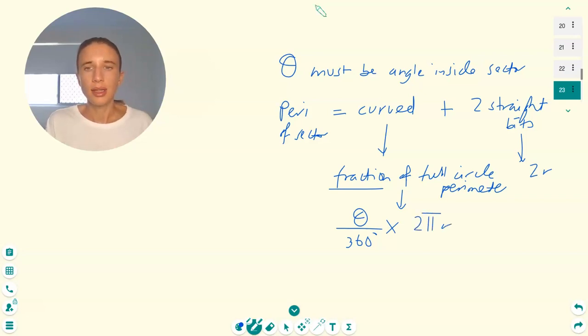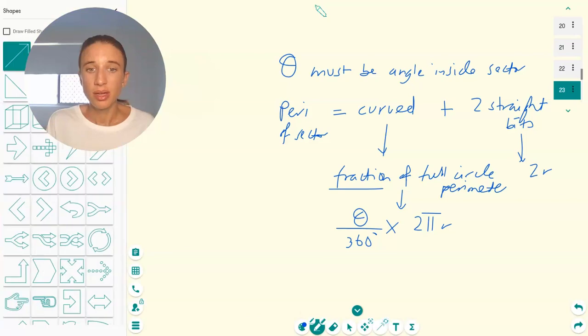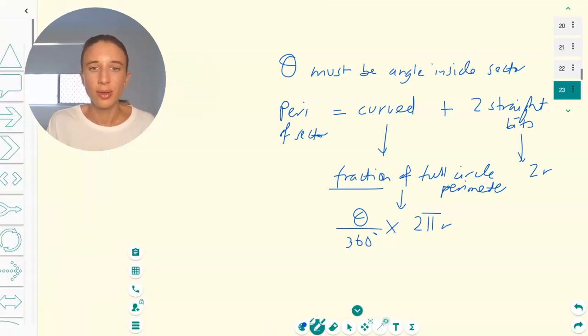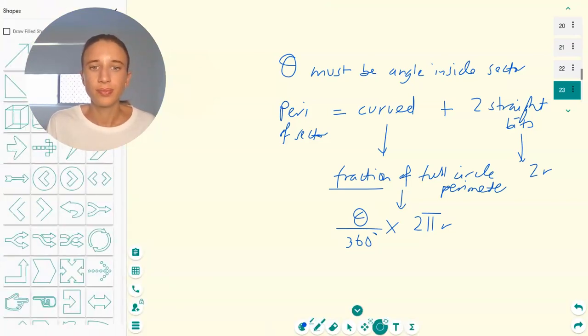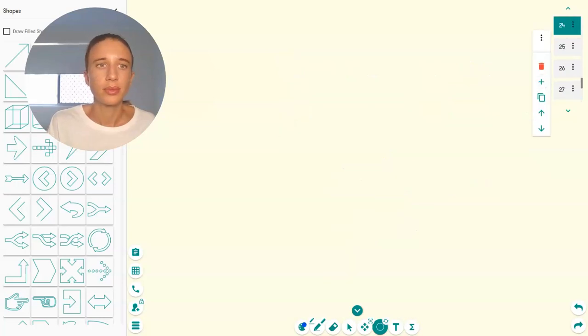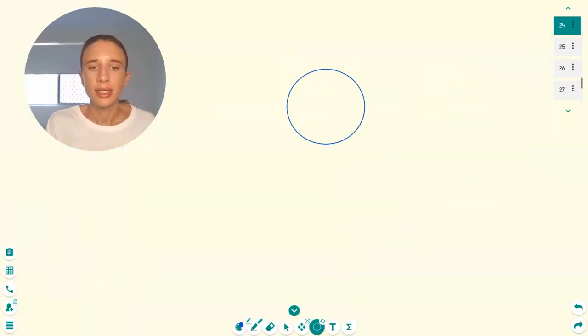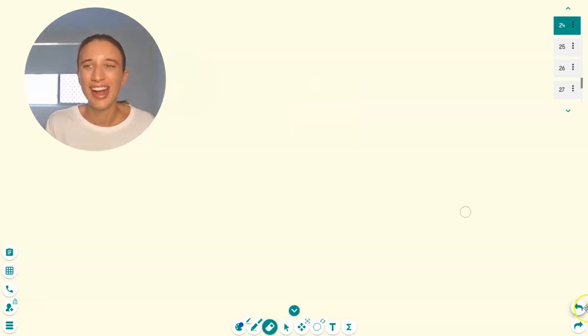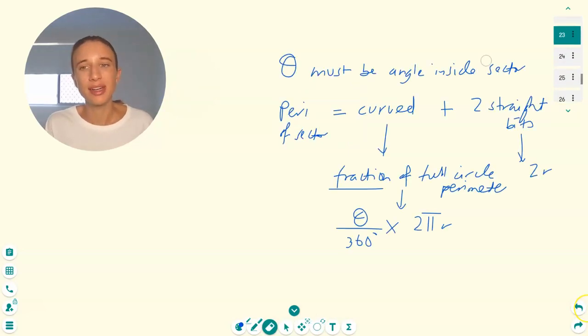And yeah, I think in an earlier video I showed you area of a sector, which is actually much simpler. And I might just quickly show you area of a sector. You know what? I'm not going to show you. Go back and watch the video on area of sector.